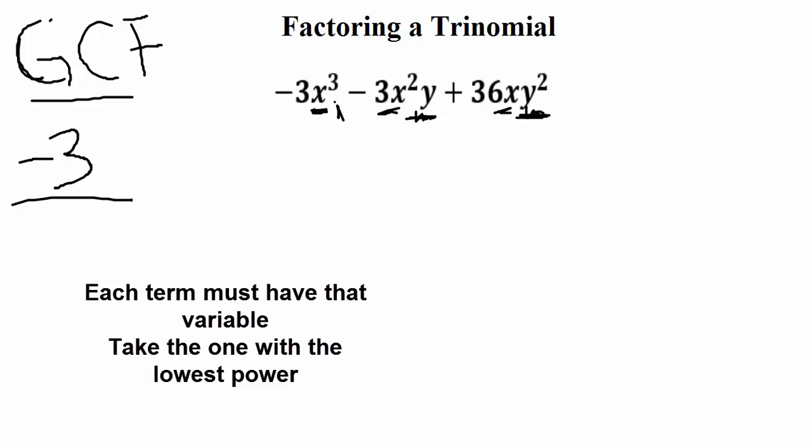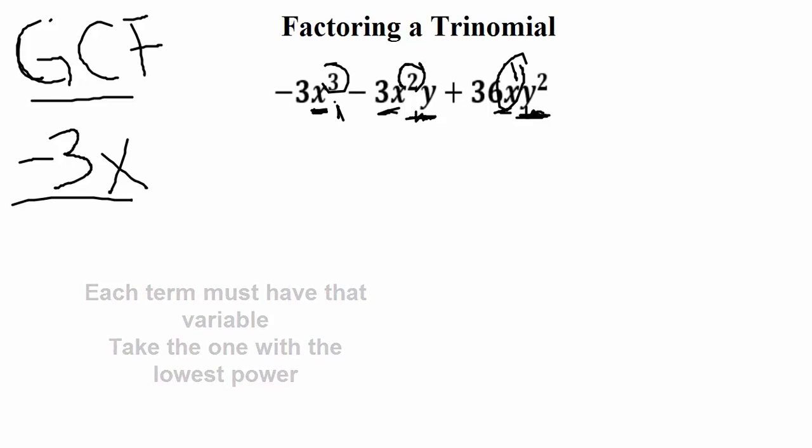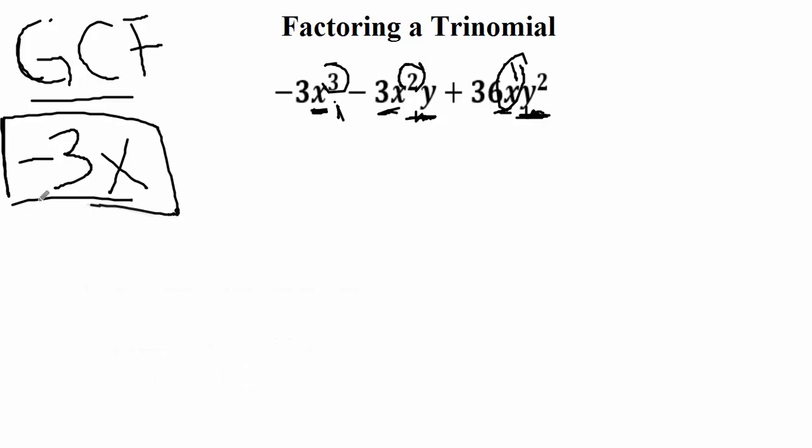And we do have an x in each one of these terms. We have an x cubed, an x squared, and an x to the first. So we do have an x in each term. We want the lowest one, which is the x to the first. That is the one that we want to take. So I'm going to tack that on over here. After looking at our coefficients and our variables, we have a greatest common factor of a negative 3x. Now what we need to do next is divide that out of each one of these terms.